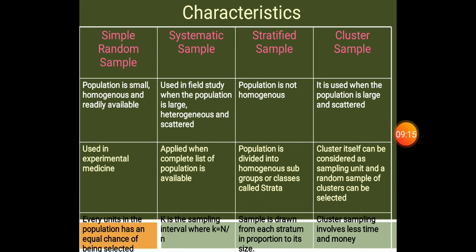So which are the two? There are 2 methods in simple random sampling technique. The first method is what we call the lottery method, and the second method is what we call the random number table method. Lottery method means what?